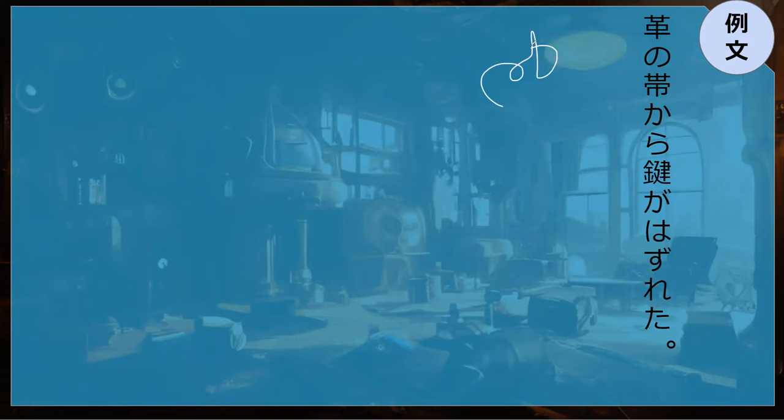Kawa no obi kara kagi ga hazureta. The lock completely came off of the belt of leather. Perfect. And what's this word? Jumon, a spell, an incantation.